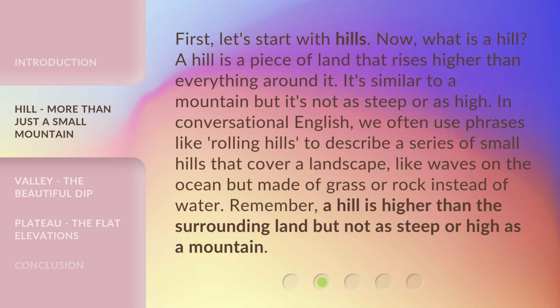In conversational English, we often use phrases like rolling hills to describe a series of small hills that cover a landscape, like waves on the ocean but made of grass or rock instead of water. Remember, a hill is higher than the surrounding land but not as steep or high as a mountain.